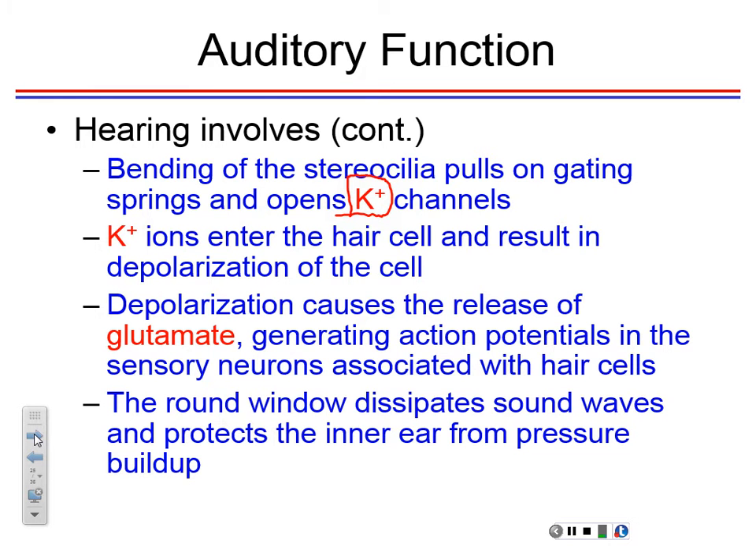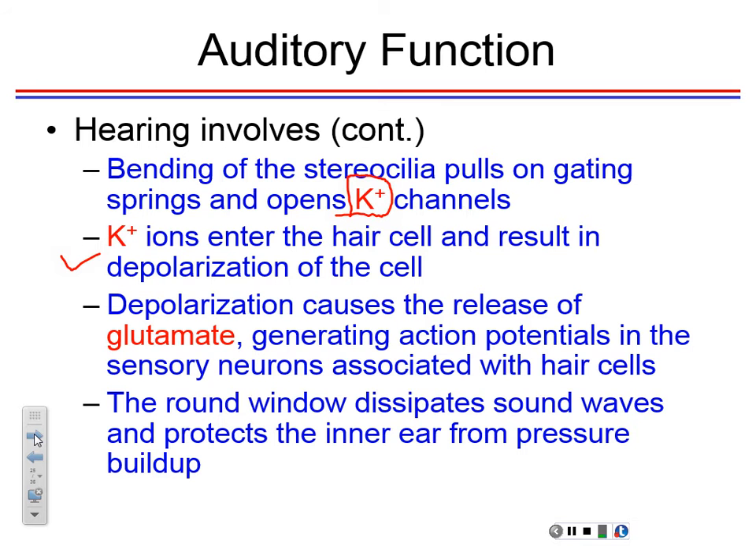So potassium ions will enter the hair cell as a result of opening the gate, and it will depolarize, and the depolarization will release glutamate. That's when the glutamate will take the message to the second neuron at the cochlear ganglion, because the cell bodies are located there. And then it generates an action potential in the sensory neurons associated with the hair cell. So it's a little bit much, but okay.